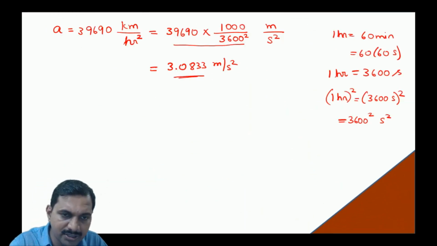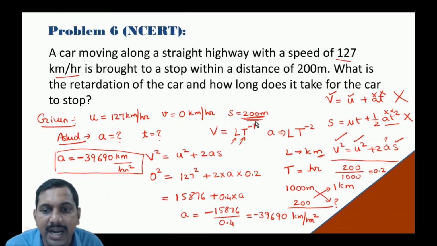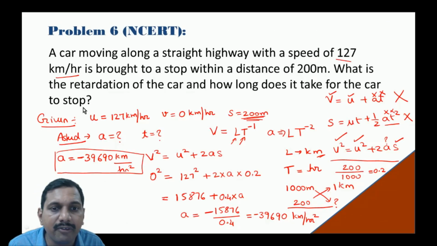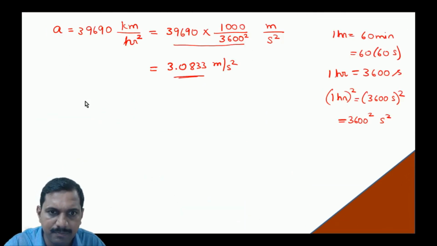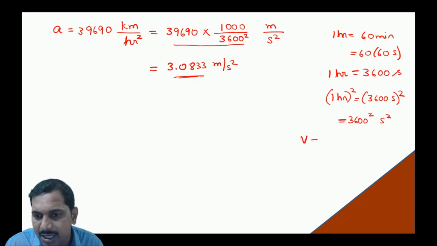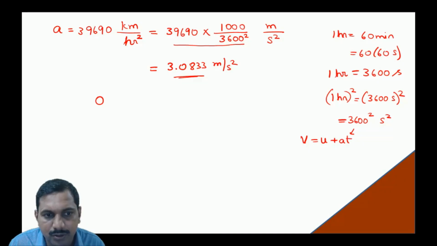So we have acceleration. What is important for us, next question here, is how long does it take for the car to stop? We have to find out the time, is it not? Let us take the time. So how do we calculate time here? Again, V is equal to U plus AT. We can easily calculate time here. So let us use this. What is V? V is 0, right? So I'll write it again. V is equal to U plus AT.